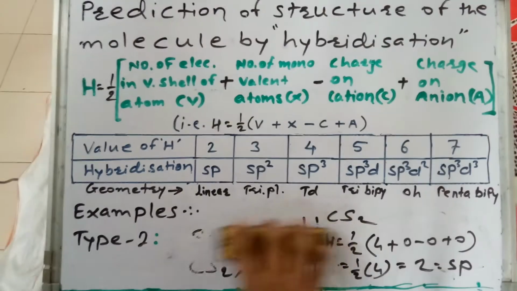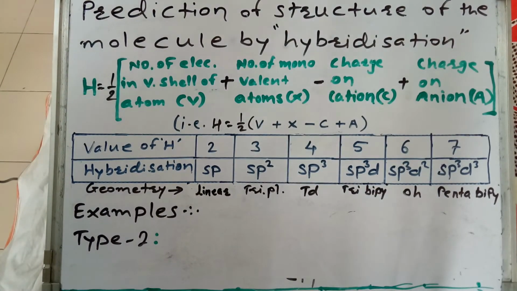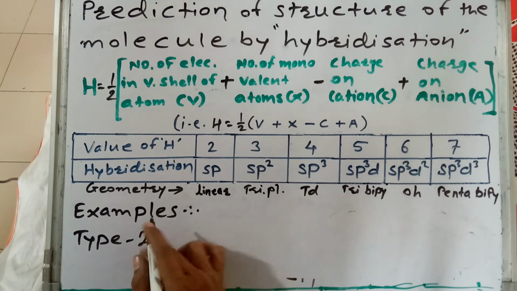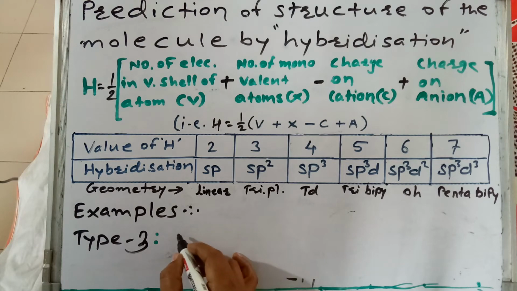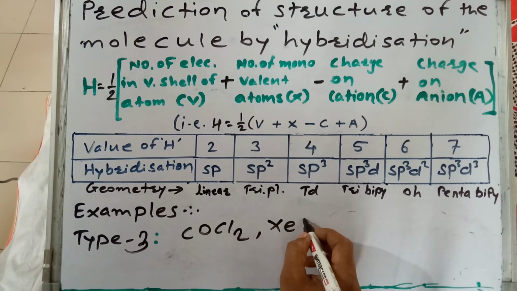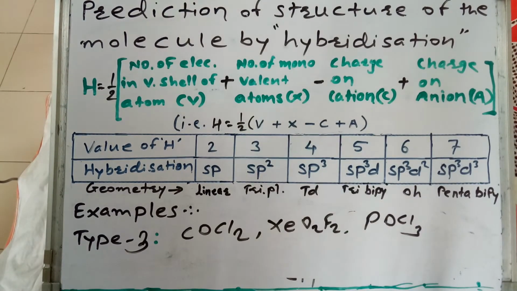Okay, so the next type we'll see, type 3. Central atom is surrounded by monovalent as well as divalent atoms. We'll see the examples of COCl2, then XeO2F2 or POCl3. These are the examples in which the central atom is surrounded by both divalent as well as monovalent atoms.